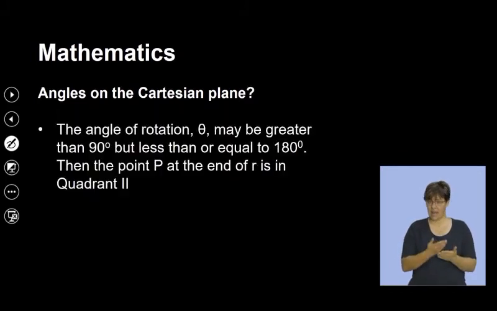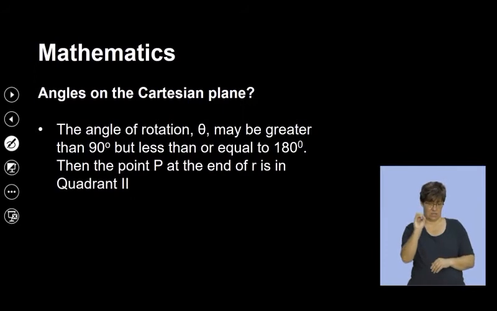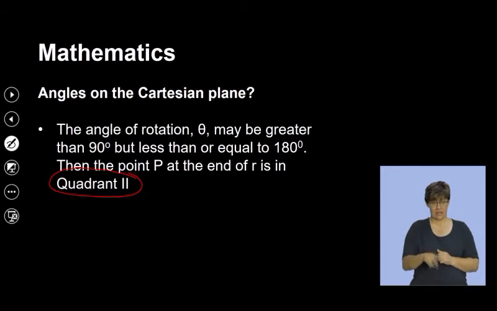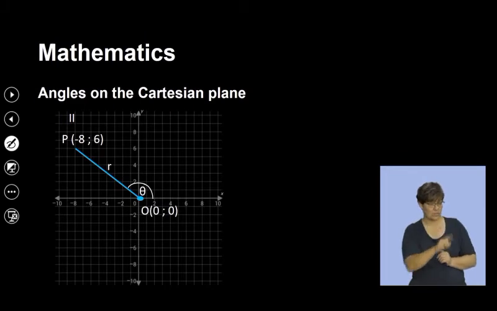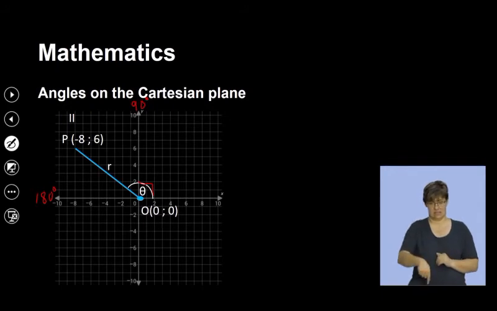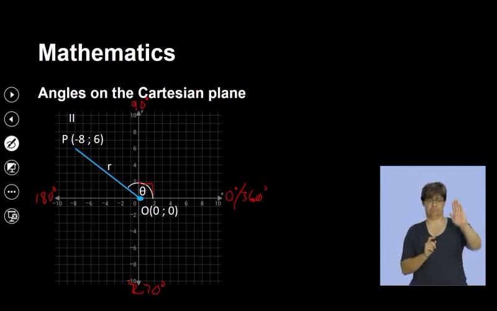Also, this angle might be greater than 90 degrees but less than or equal to 180 degrees. Therefore, the point P will be placed in quadrant 2. In quadrant 2, this point here is 90 degrees, because this makes a right angle there. This will be my 180 degrees there, and this will be my 270 degrees. This is 0, and also my 360 degrees. So between 90 and 180, it will be in quadrant 2.